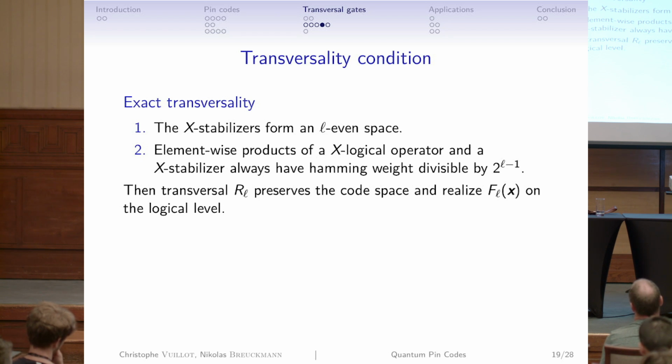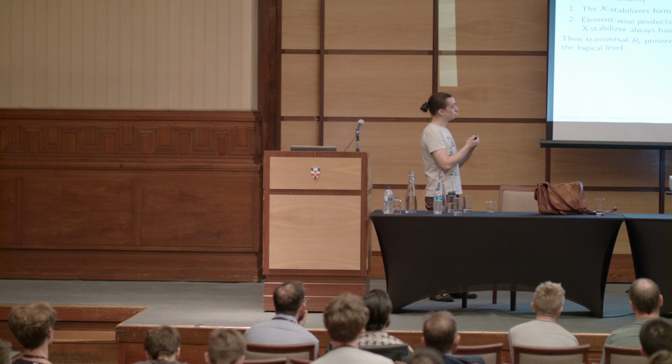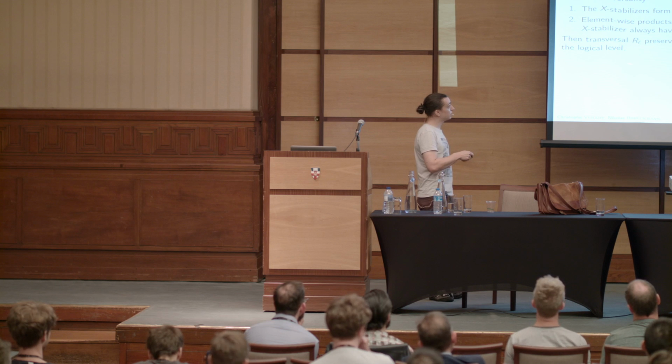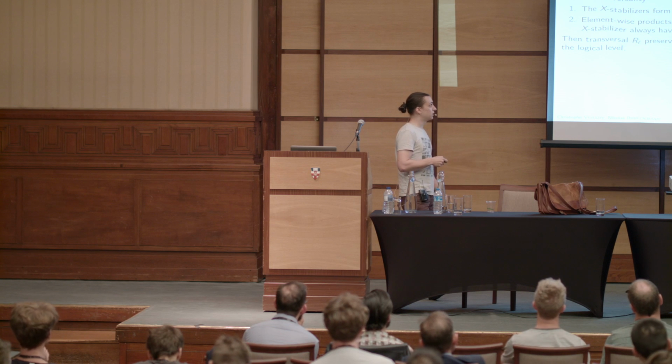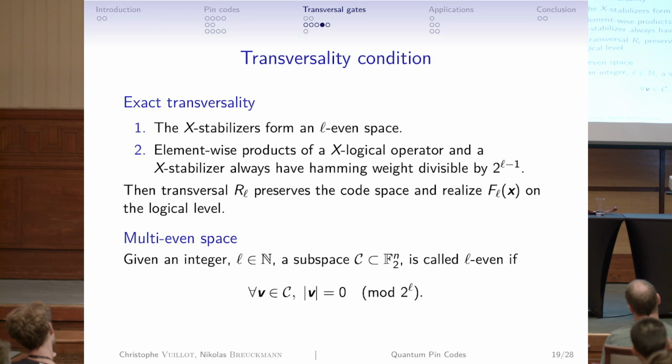So the first one is like exact transversality. So I split this into two aspects. The first one is just on the stabilizers. So they have to form something called an L-even space. And the other thing is on the stabilizer and logicals, their overlap has to have a sufficiently high power of 2 Hamming weight. And if you have this, then your transversal RL on the physical does something on the logical level, which is given by this polynomial. Okay, so what's this L-even space? So when I write L-even space, I just mean that every vector in this space has Hamming weight 0 mod 2 to the N.